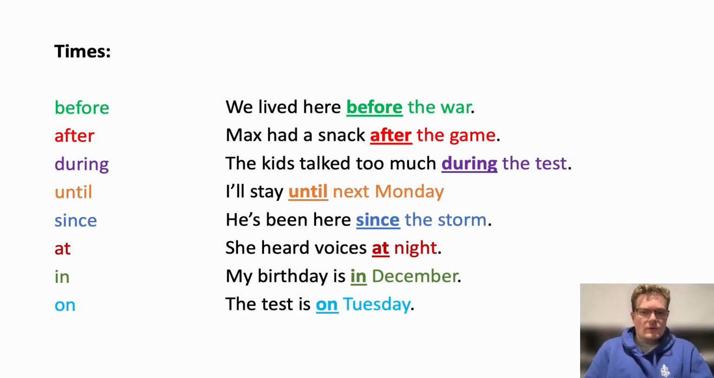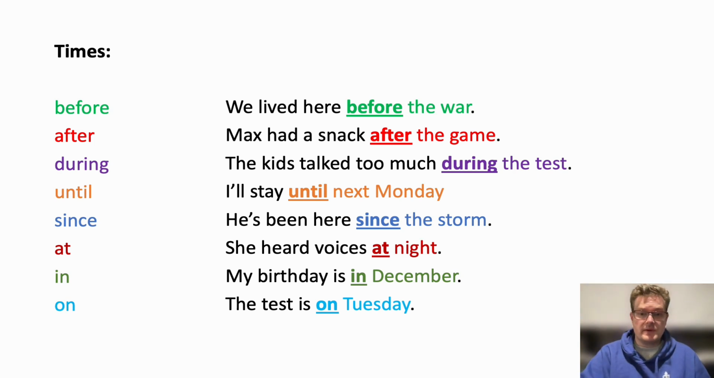So these are all fairly straightforward. You've got a preposition and then you've got the noun, and it's usually showing relatively when it happened in time relative to some noun, like when the test happened or when the war happened, or a month like December or a day like Tuesday.